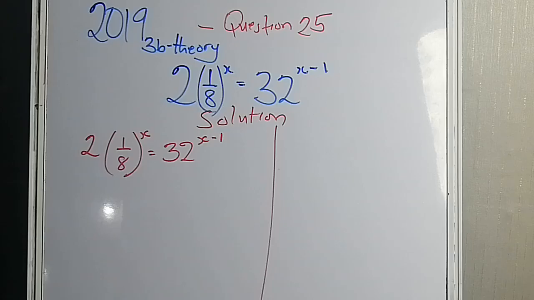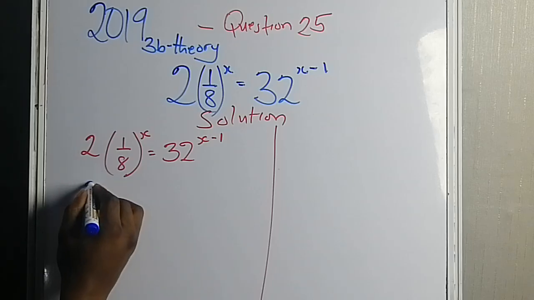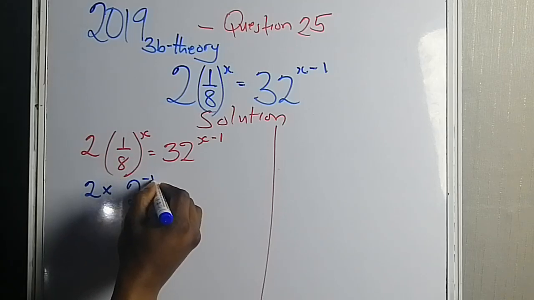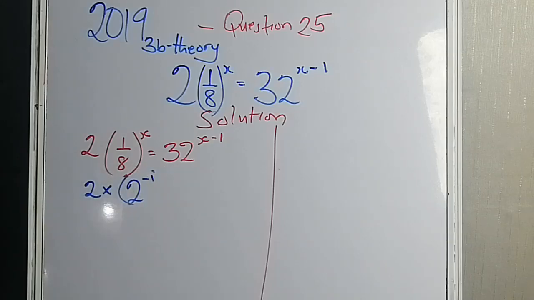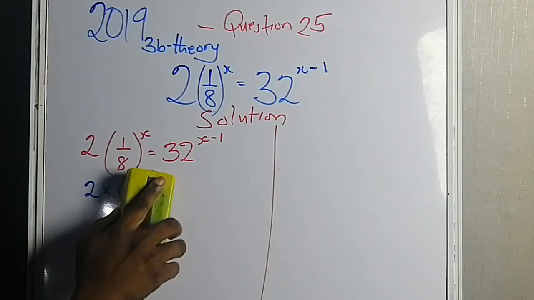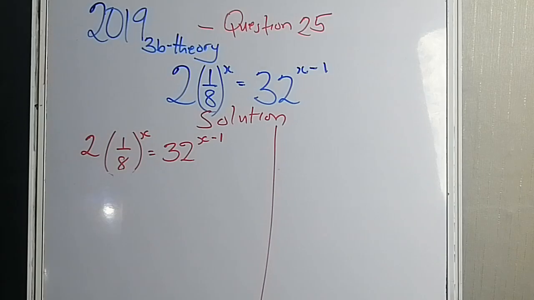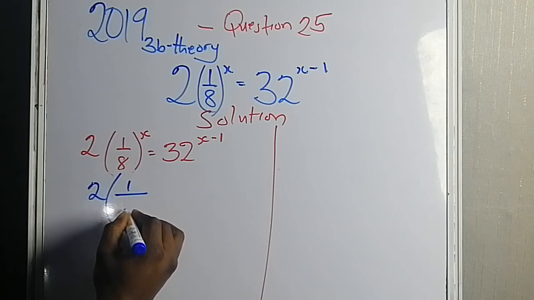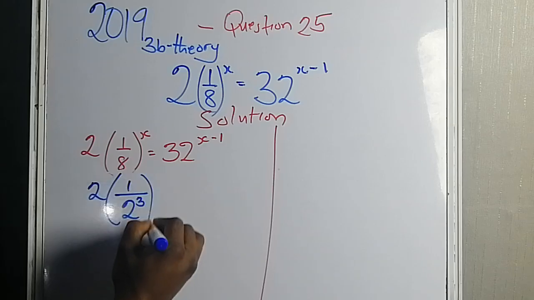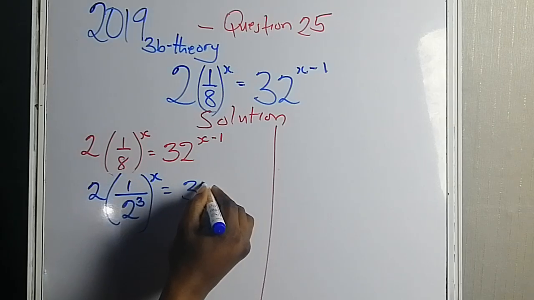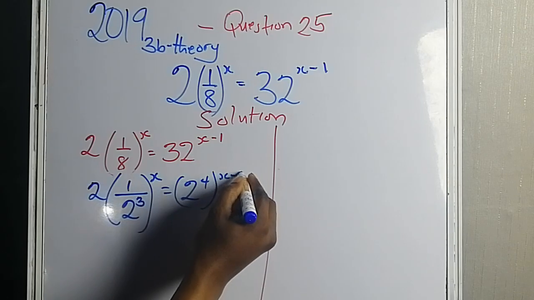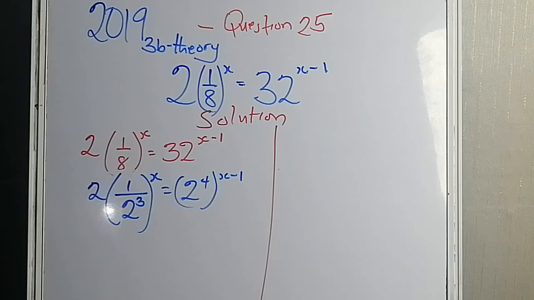So I can just go straight to the point and write, I have 2. This one is the same thing as 2 raised to power minus 1. Don't let me jump steps, because we are not here to show ourselves. We are here for us to understand mathematics. That is the reason. 2 raised to power 3, all raised to power x equals, and this one I can also write as 2 raised to power 4, all raised to power x minus 1. It's as simple as that.